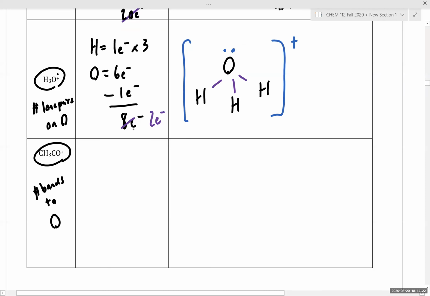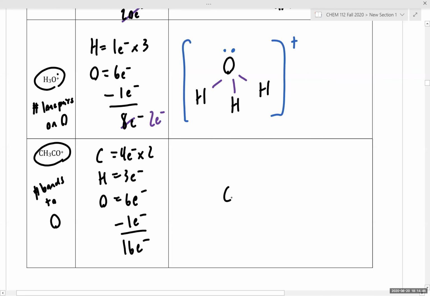Let's look at this next species. So first and foremost, carbon contributes 4 electrons, and we have 2 carbons. Hydrogen contributes 3 electrons. Oxygen contributes 6 electrons. And then we subtract 1 electron from our total. So we have 14, 15, 16, 17 minus 1 gives us 16 electrons to work with. We place our 2 carbons as our central atoms, and we surround our rightmost carbon with an oxygen atom and our leftmost carbon atom with 3 hydrogens.